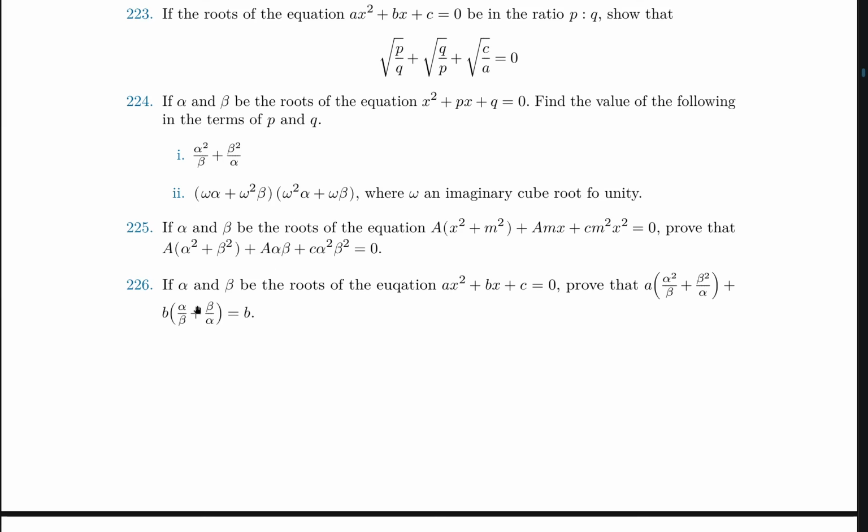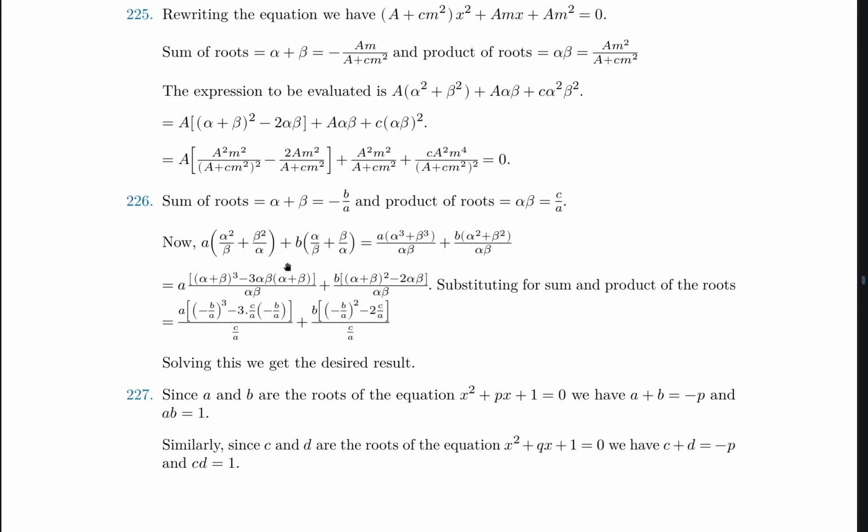Now we come to question 226. If alpha and beta be the roots of the equation ax square plus bx plus c is equal to 0, prove that a into alpha square by beta plus beta square by alpha plus b into alpha by beta plus beta by alpha is equal to 0. So pretty straightforward question again. We have sum of the roots as minus b by a, product alpha beta is equal to c by a. We have this given left hand side of the equation, and we take LCM.